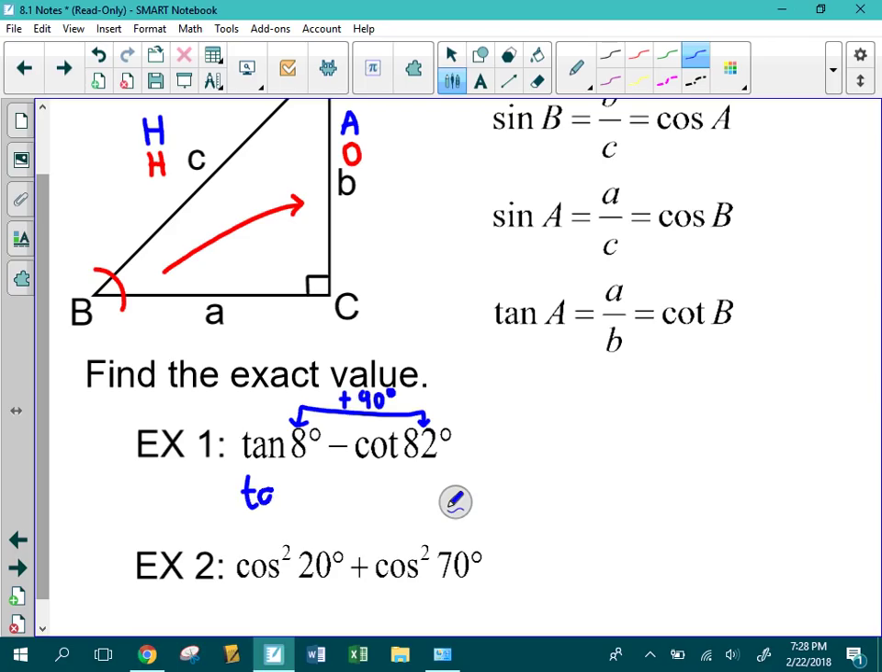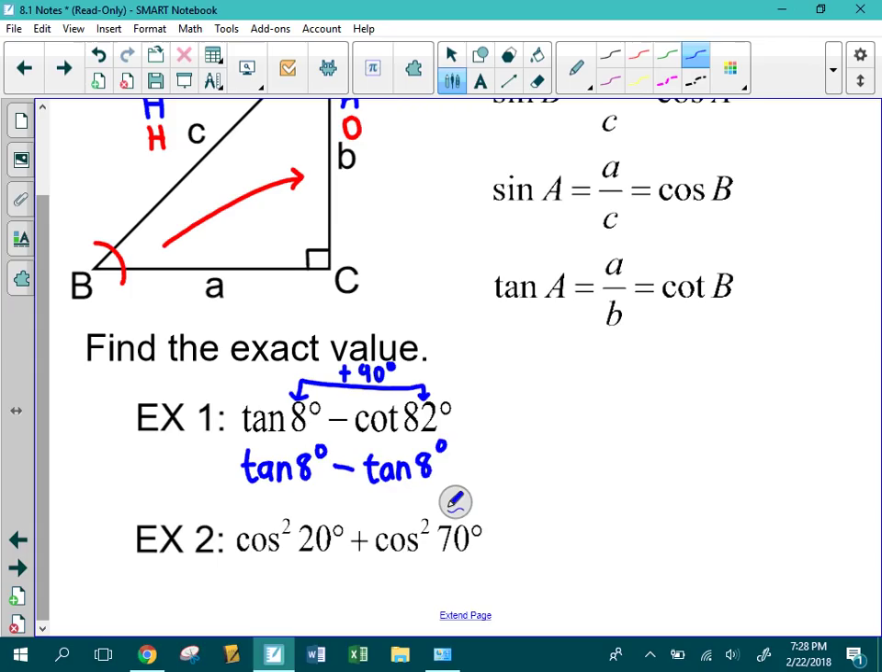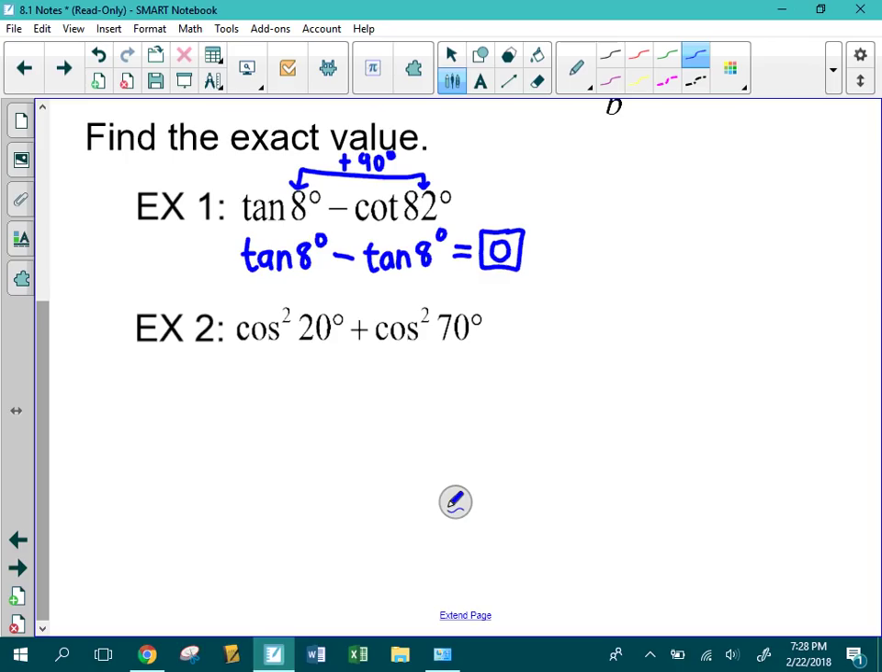So what we can do is we can say that the tangent of 8 degrees, we can go ahead and change cotangent to tangent. So it has to be equal to the tangent of 8 degrees. Again, because they're cofunctions, they would have to be equal. Tangent of 8 and cotangent of 82 have to be equal because they're cofunctions and the two angles add to be 90 degrees. You could make a triangle out of that. That would make a little more sense.